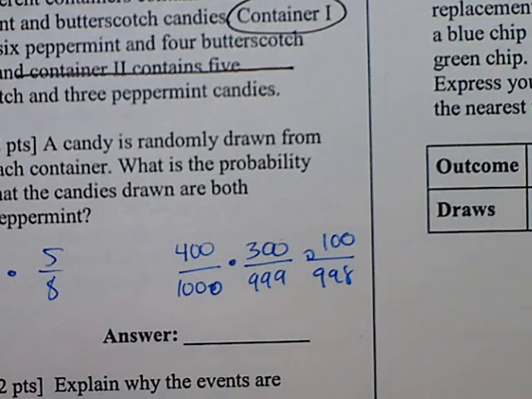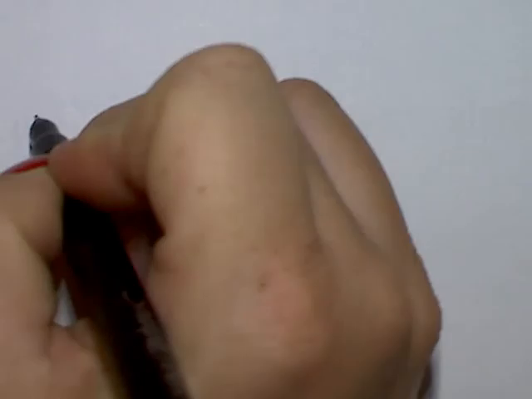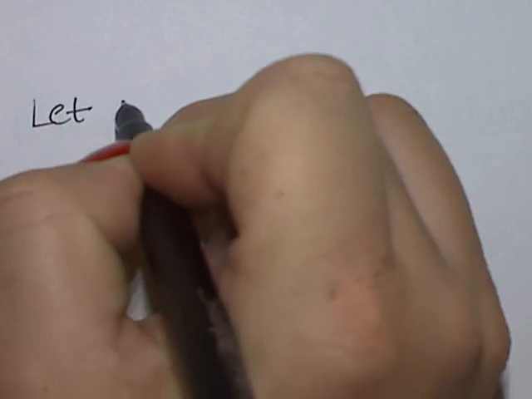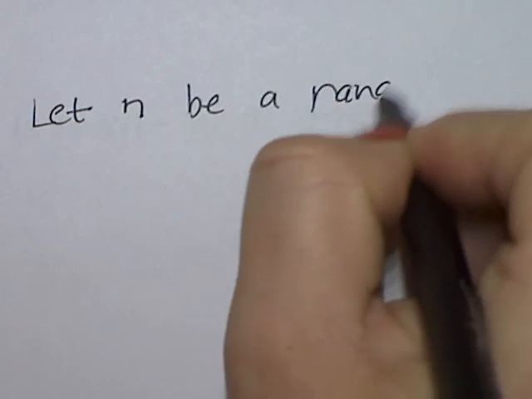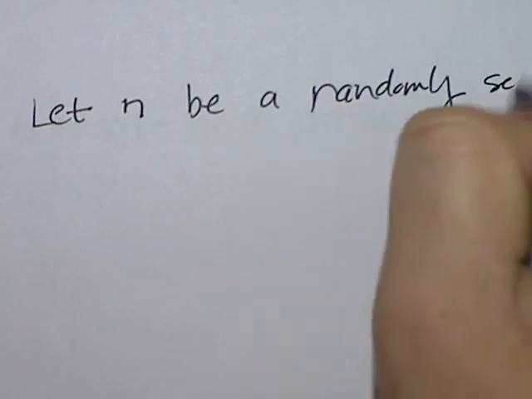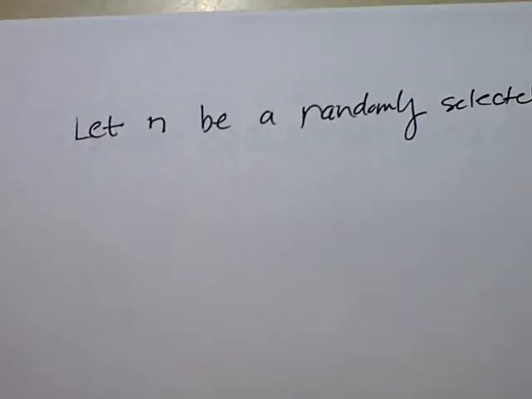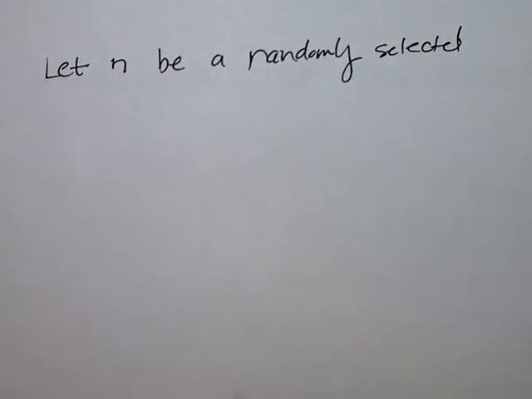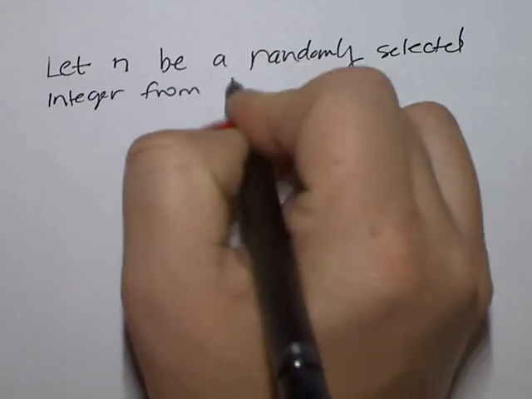Okay, this is going to be a difficult one. Give me a second, please. A lot more writing. Okay, so you're going to write this one down with me. Let n be a randomly selected integer. Oh, I got to zoom out here so everybody can see. Give me a second, sorry. Let n be a randomly selected integer from 1 to 54.